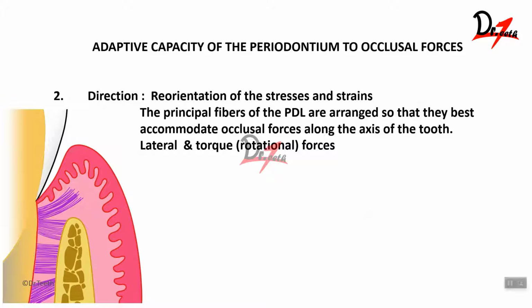Now if there is a change in the direction of occlusal forces, there is reorientation of the stress and strain that happens. The principal fibers of the periodontal ligament will rearrange themselves so as to best accommodate the occlusal forces. So here we can see that there is certain rearrangement which takes place. Now this rearrangement can occur either due to axial forces, lateral forces, or forces of torque, that is the rotational forces that act on the tooth.